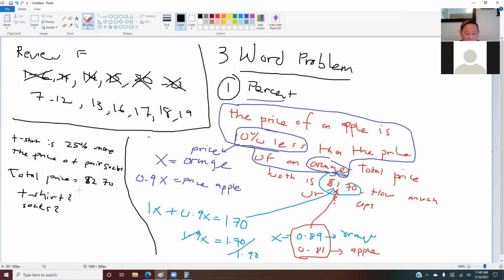So tell me how much the socks cost and how much the t-shirt costs. And if you don't know how to do it, it's fine. Just let me know and I will teach you how to do it. Because this is in your test, in the finals.